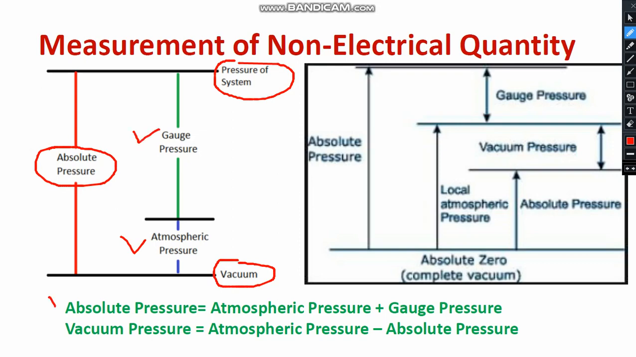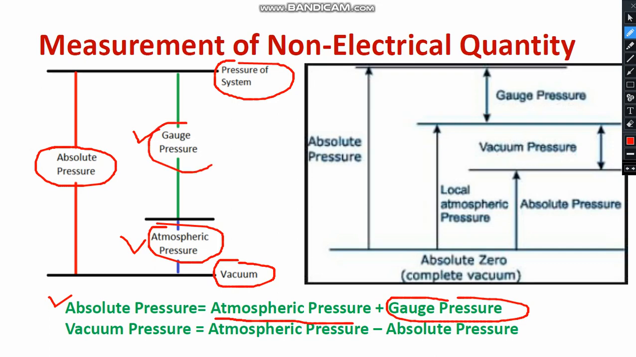The absolute pressure can be written as the sum of atmospheric pressure, this is your atmospheric pressure, and the gauge pressure. Pressure gauges can be measured by using different gauges and instruments. The sum of gauge pressure and atmospheric pressure is known as absolute pressure. From that you can easily compute the vacuum pressure. So what is vacuum pressure? Vacuum pressure you can calculate as the difference between atmospheric pressure and the absolute pressure.